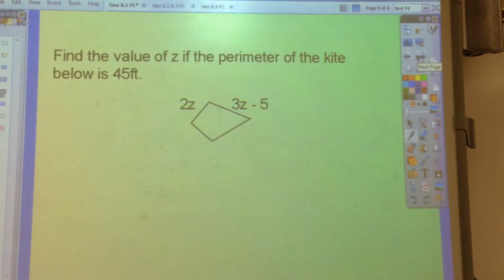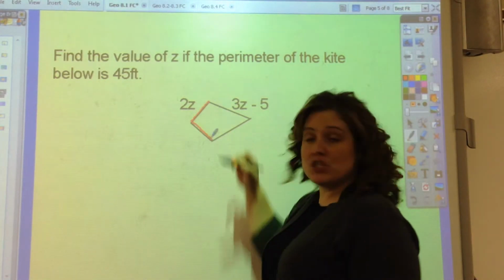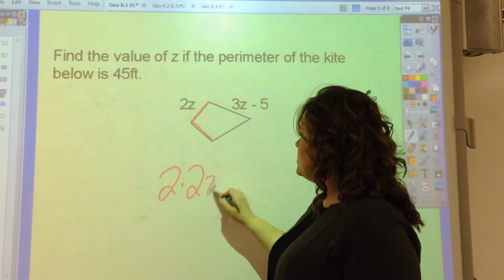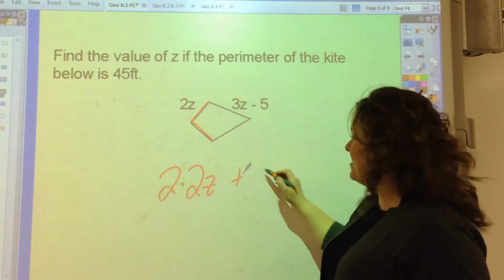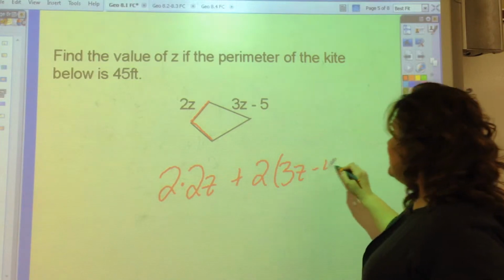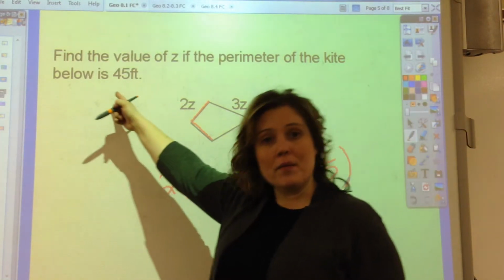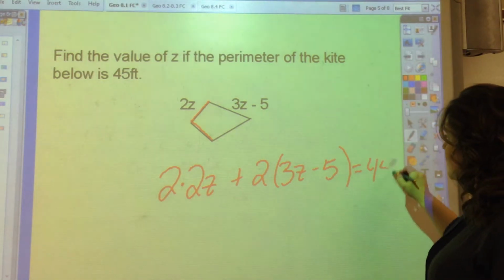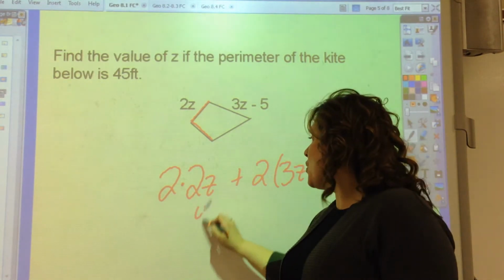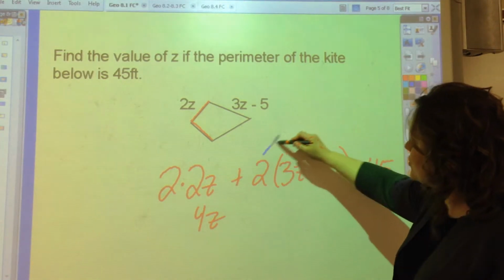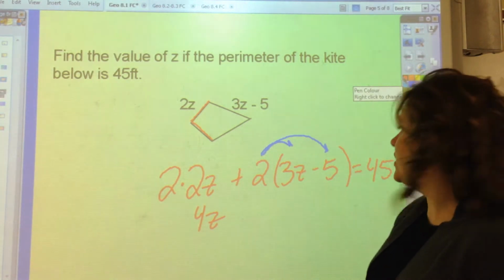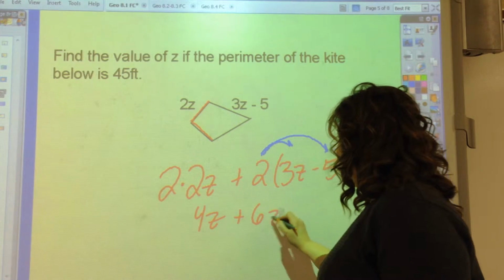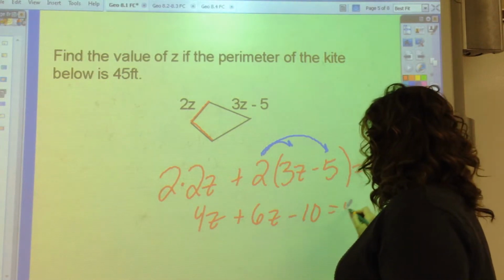All right, what if I want to find the value of z if I know the perimeter is 45? Again, I have 2 side lengths at 2z, so I would have 2 times 2z, plus I have 2 side lengths at 3z minus 5, so I have 2 times (3z minus 5), and that total should equal my perimeter of 45. All right, here 2 times 2 is 4. And here, I'm going to have to remember to distribute that 2 through the entire quantity, just like we did in Algebra 1. 2 times 3 is 6. 2 times a negative 5 is a negative 10.